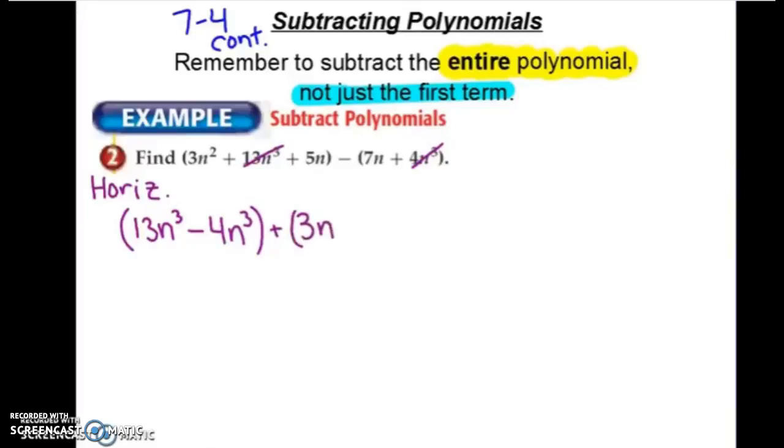Next group has 3n squared in it, and there are no other like terms there. So we're just going to leave it as 3n squared, and we are going to put it in our group with addition between them. Next comes 5n, and this time we are subtracting 7n.